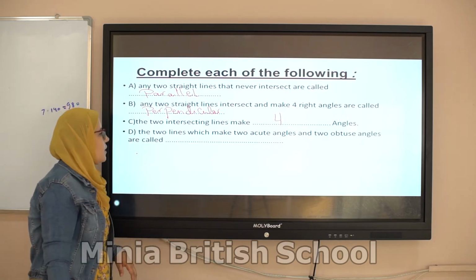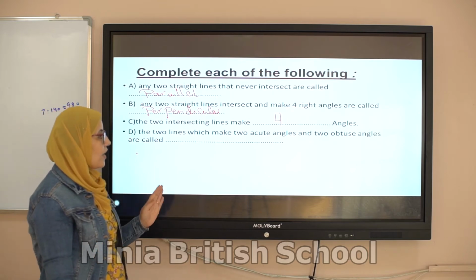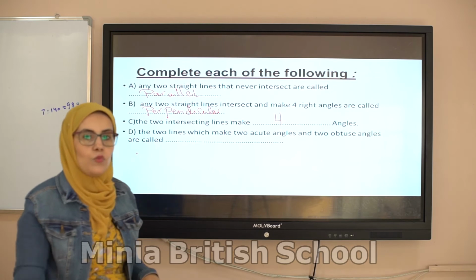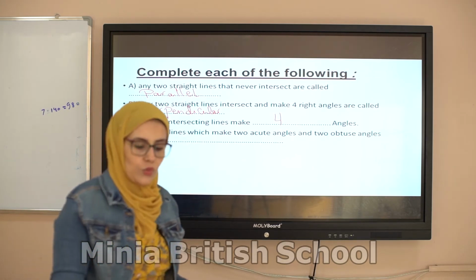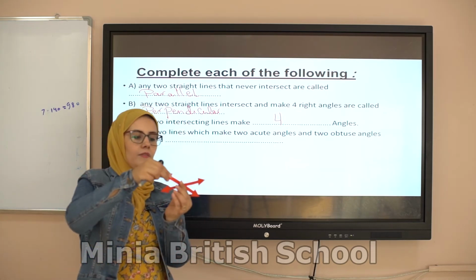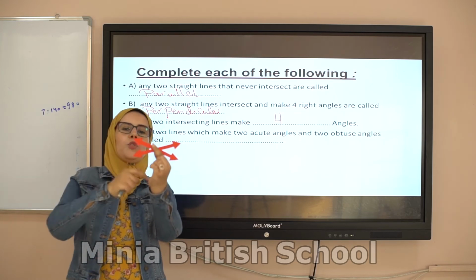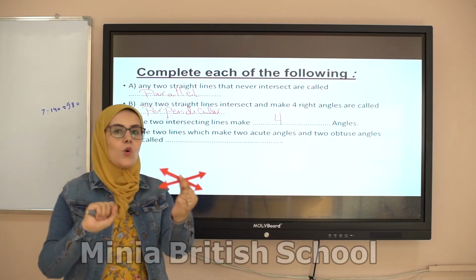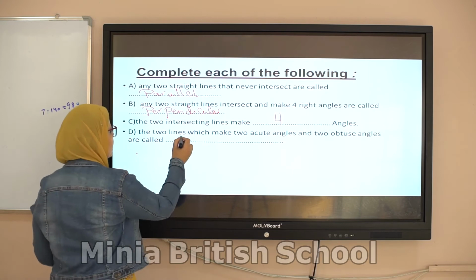Here, the 2 lines which make 2 acute angles and 2 obtuse angles are called what? Not 4 right angles. This case, when we have 2 straight lines intersect and make 2 acute angles and 2 obtuse angles, actually this is the first case, and this is called what? Called intersecting.